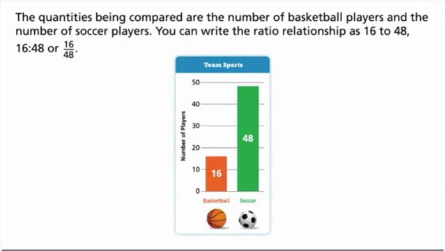The quantities being compared are the number of basketball players and the number of soccer players. You can write the ratio relationship as 16 to 48, or 16 over 48.